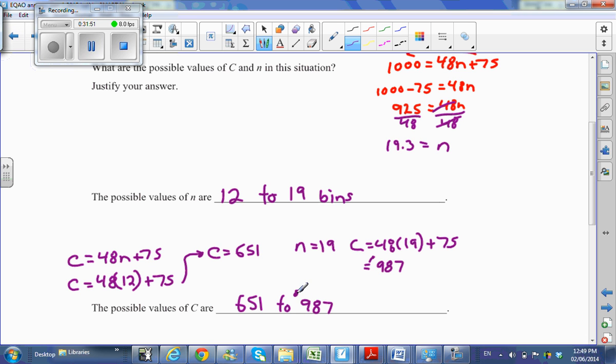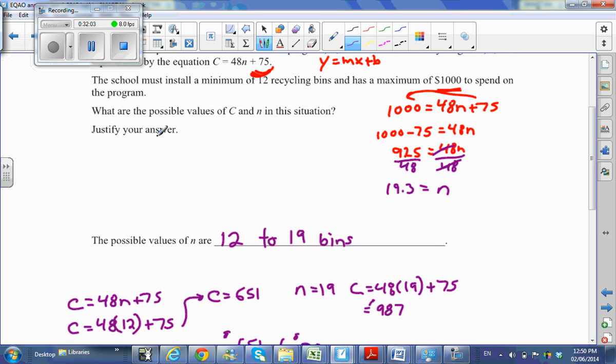So the question did say, give us a couple of values. So these are the possible values of n. It goes from n equals 12 all the way up to n equals 19. And the possible cost is going to be a minimum of 651 up to 987. Now it said, what are some possible values of C and n? So we can plug in any value of n between 12 and 19. Remember, originally I wanted to plug in 20, but we would have been over the $1,000 mark.